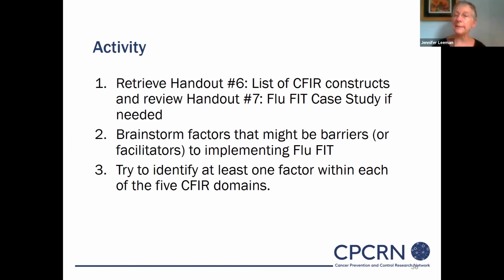So we have an activity for you. Retrieve handout 6, which is a list of the CFIR, which is short for Consolidated Framework for Implementation Research constructs. And then we have the flu FIT case study, which is handout number 7, which you can refer to if needed. What I'd like you to do is brainstorm factors that might be barriers or facilitators to implementing flu FIT, and try to identify at least one factor within each of the 5 CFIR domains. I suggest you stop this webinar to do this activity and then resume the webinar when you're completed.